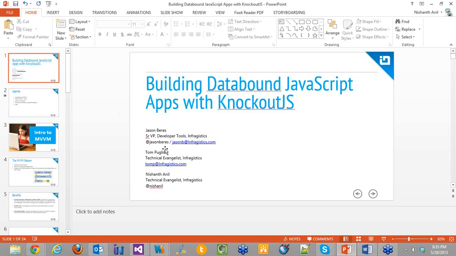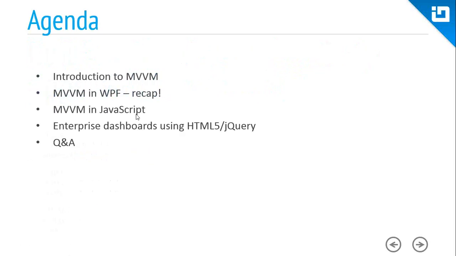All right, so let's get started. Talking about the agenda, today I'm going to talk about the MVVM pattern, briefly touch upon some basics, and then take you guys through a simple demo on MVVM in WPF, because that's where MVVM really originated from. And then we will look into some demos on using MVVM in JavaScript with the help of Knockout.js. Further, we will explore Ignite UI, which is an HTML5 jQuery UX control set for building enterprise dashboards. We will also see some samples on Knockout.js integration with Ignite UI.